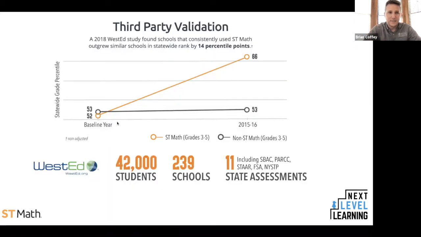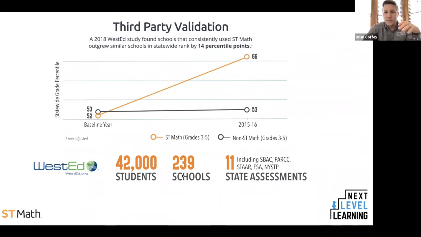Here are their findings. So in 2018, a WestEd study found schools that consistently used ST Math outgrew similar schools in their statewide rankings. So here, check this out. This doesn't say it here, but this was across 14 different states, many of you included. My state in Ohio was included in this study. And this compared us through 11 different state achievement tests. So again, Smarter Balanced, PARCC, AIR, STAR, all that good stuff. And it was a sample size of over 42,000 students that were urban, suburban, and rural. So all over the country in all kinds of schools.